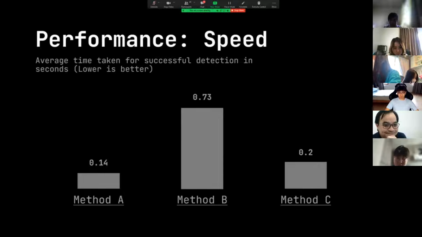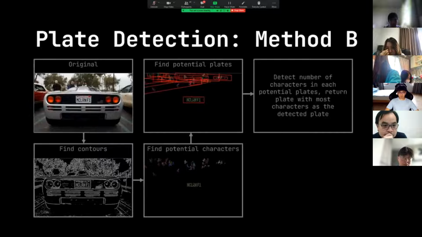So since method B is really successful, let's have a deeper look into it. Method B starts by finding the contours and then it finds the potential characters. Then it finds groupings of those potential characters to find potential plates. After that, it processes each individual plate to find the most likely candidate and then returns the result of that license plate.